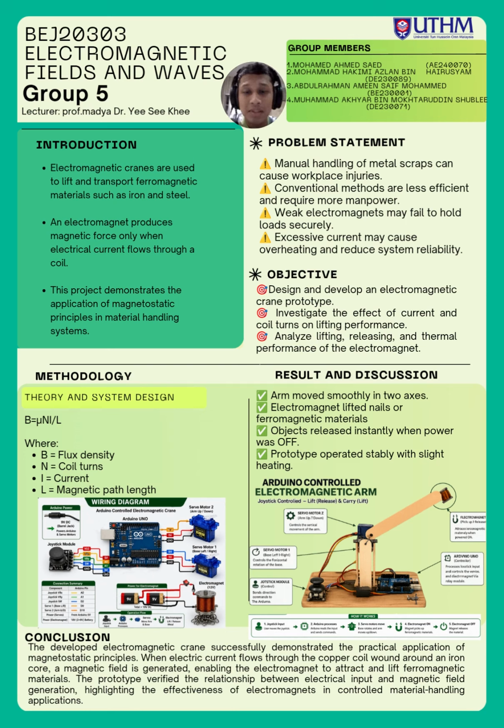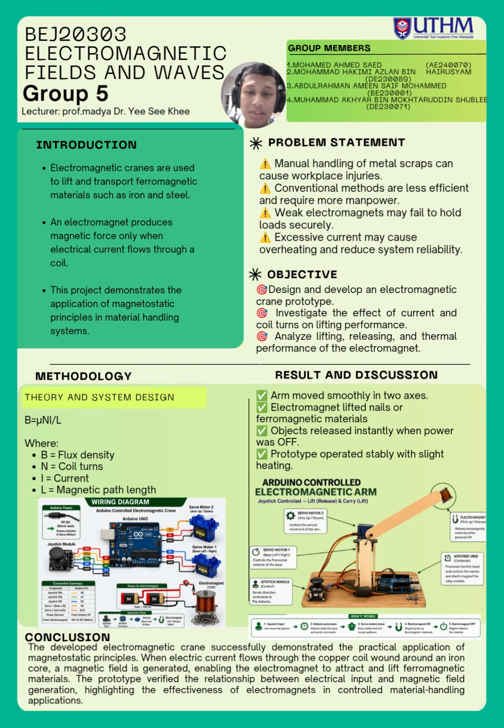So the main problem statement in this project is the difficulty and safety risks involved in manually handling ferromagnetic materials such as iron and steel scrap in industrial environments. Workers may be exposed to injuries caused by sharp and heavy metal objects during the lifting and transportation process. Although electromagnetic cranes provide a safer alternative, designing an effective electromagnet is not simple.